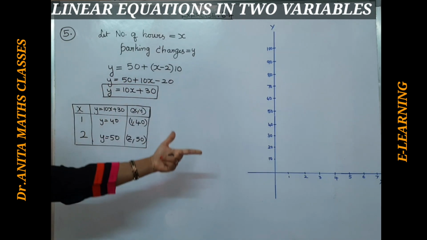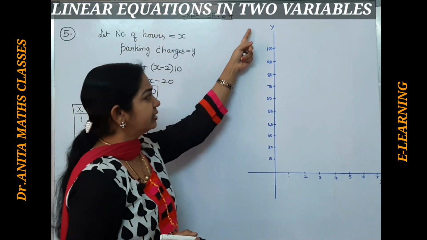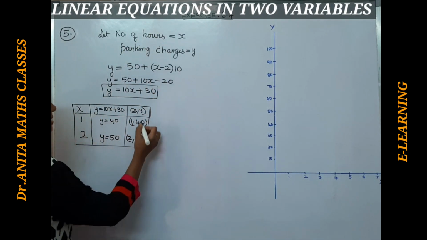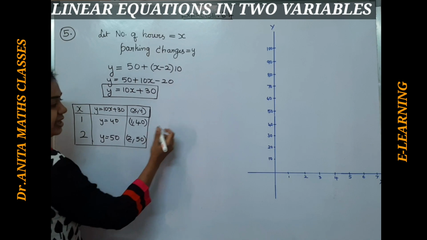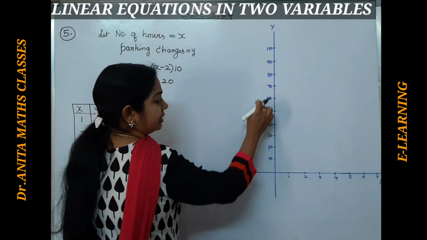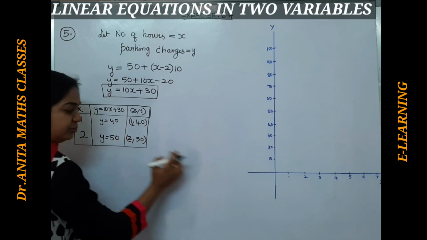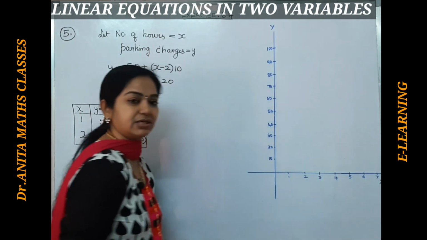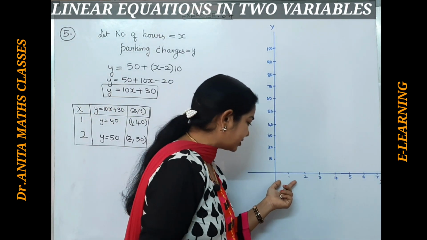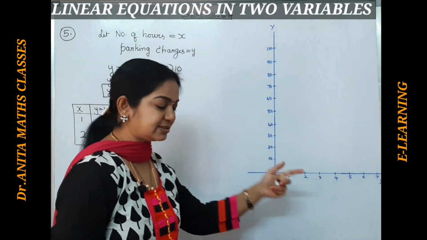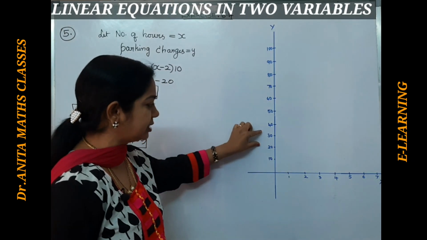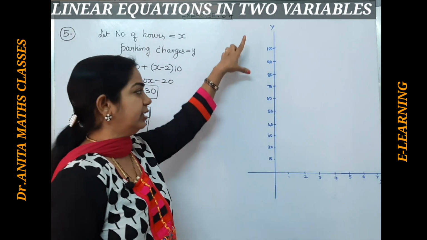Let us plot these points on the graph. I have written the y values because here you see 40, 50 is there, so I have taken 10, 20 as the units. And if you see, the x values are 1 and 2, so I have taken 1, 2, 3, 4. That means the scale is 1 centimeter is 1 unit on the x and 1 centimeter is 10 units on the y.